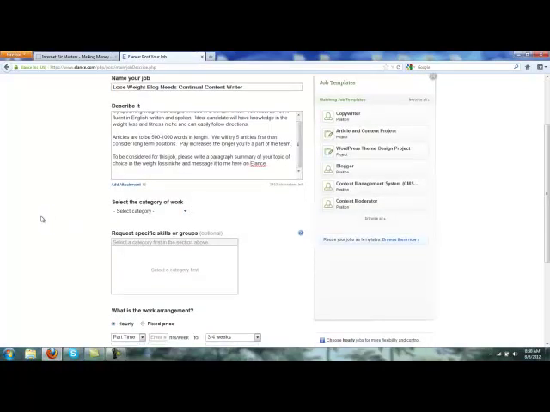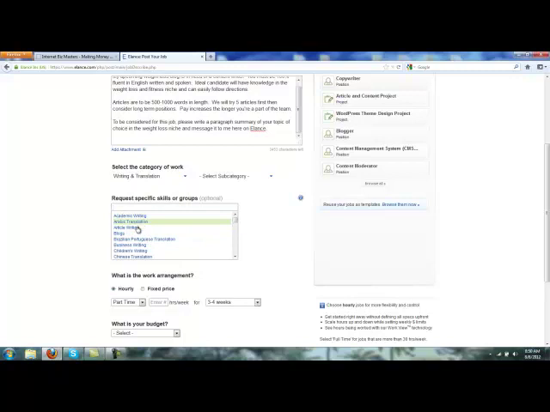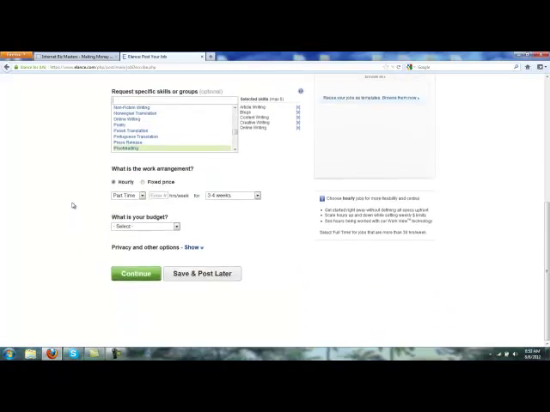All right, now in Elance, we want to, of course, choose the category of work. That's very important. We are writing and translation. Look for good skills: article writing, blogs, content writing. We can have 5 max. Creative writing. All right, now you want to arrange the pay, and you can set this however you want.